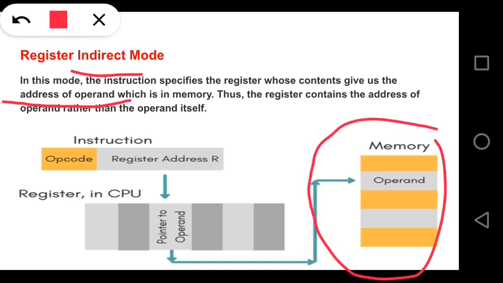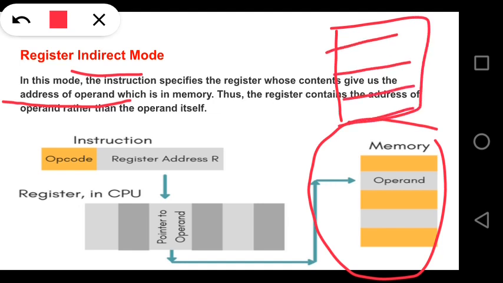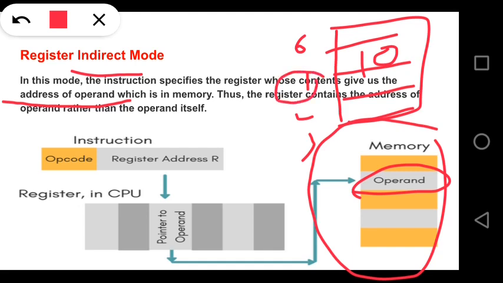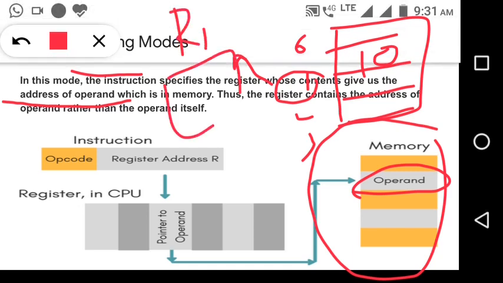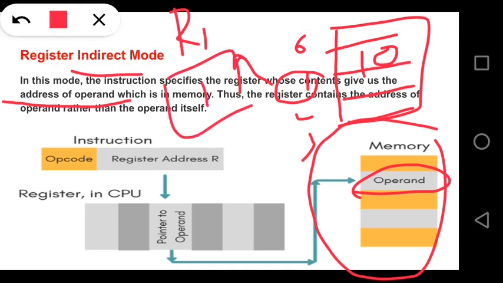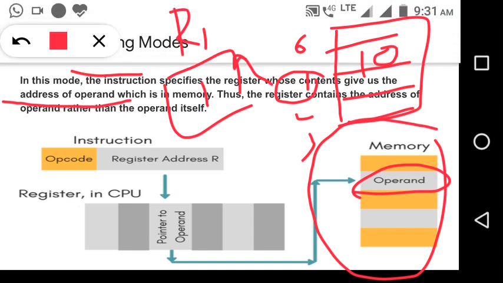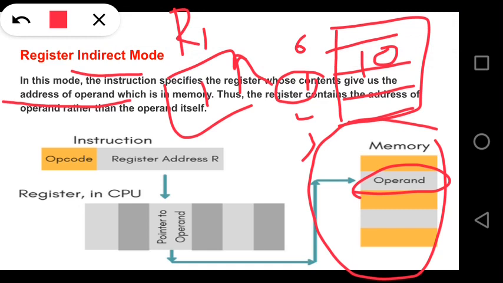See here, the memory is divided into different locations, 0, 1, 2, 3, and the operand is stored in the memory. Let's assume the operand 10 is stored at memory location 1. So this value 1 will be stored in the register. So register R1 contains 1. The register contains the address of the memory location where the actual value of the operand is stored.